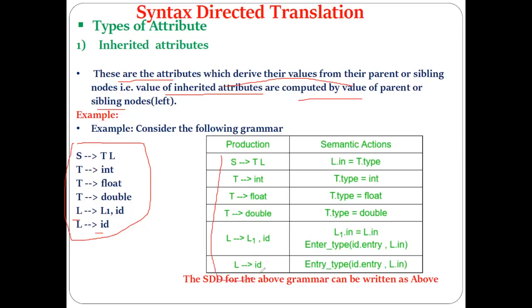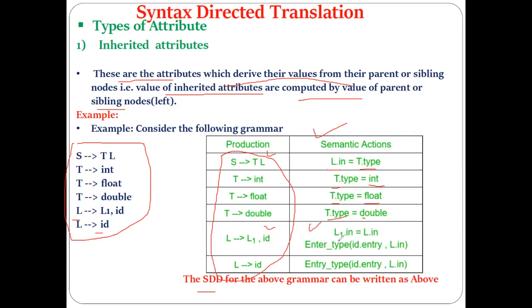Now for this original grammar, the first thing that you have to perform is write the semantic rules or the semantic action. So the syntax directed definition, or attributed grammar, for this grammar is given here. For the first production, the semantic action is L.in equal to T.type, then T.type equal to int, T.type equal to float, T.type equal to double. Then for this production, L derives L1 comma ID, this is the semantic action.